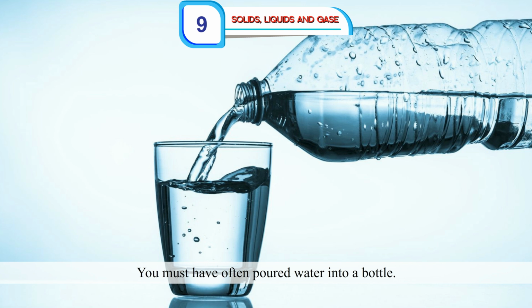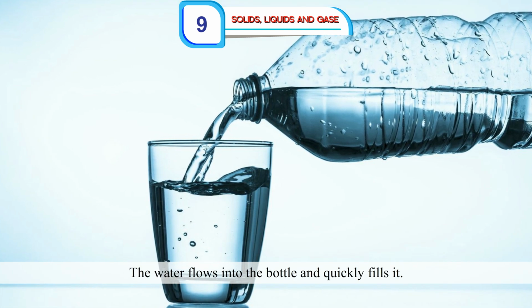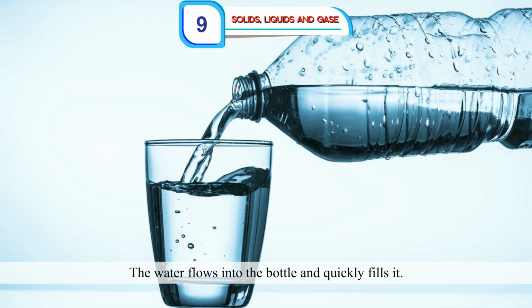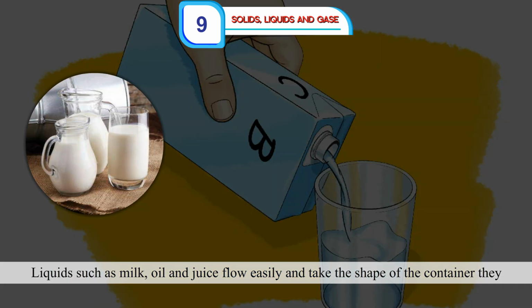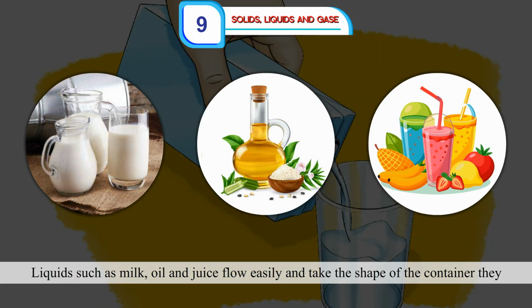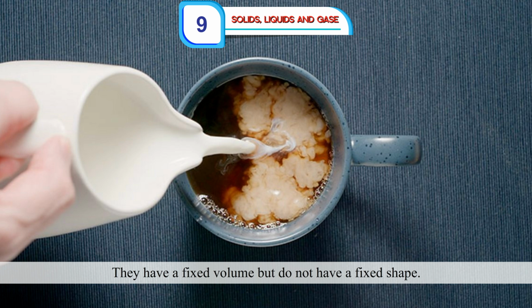Liquids. You must have often poured water into a bottle. The water flows into the bottle and quickly fills it. Water flows easily because it is a liquid. Liquids such as milk, oil and juice flow easily and take the shape of the container they are poured in. They have a fixed volume but do not have a fixed shape.